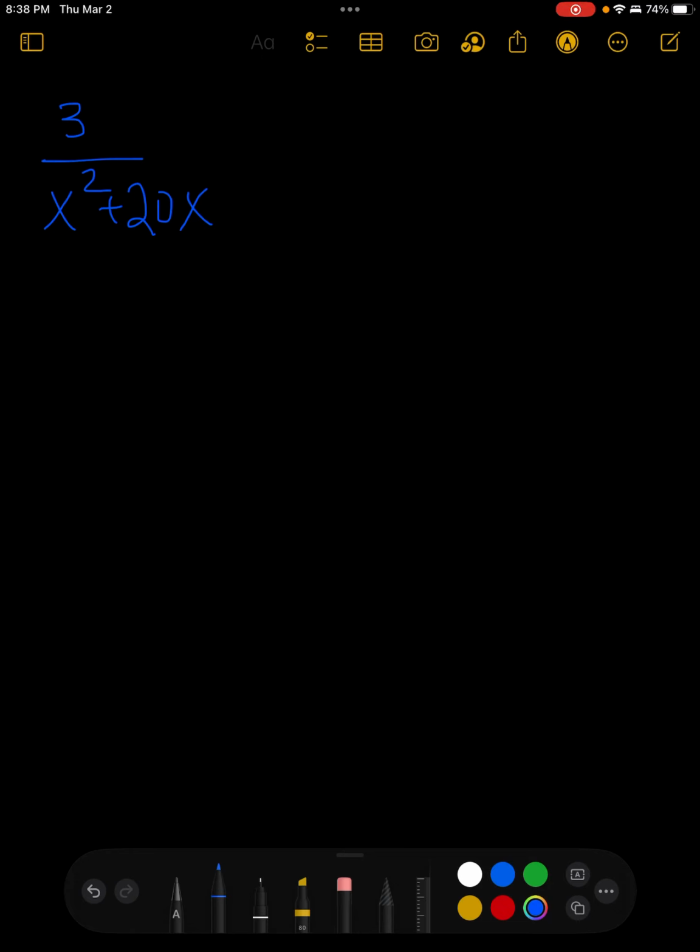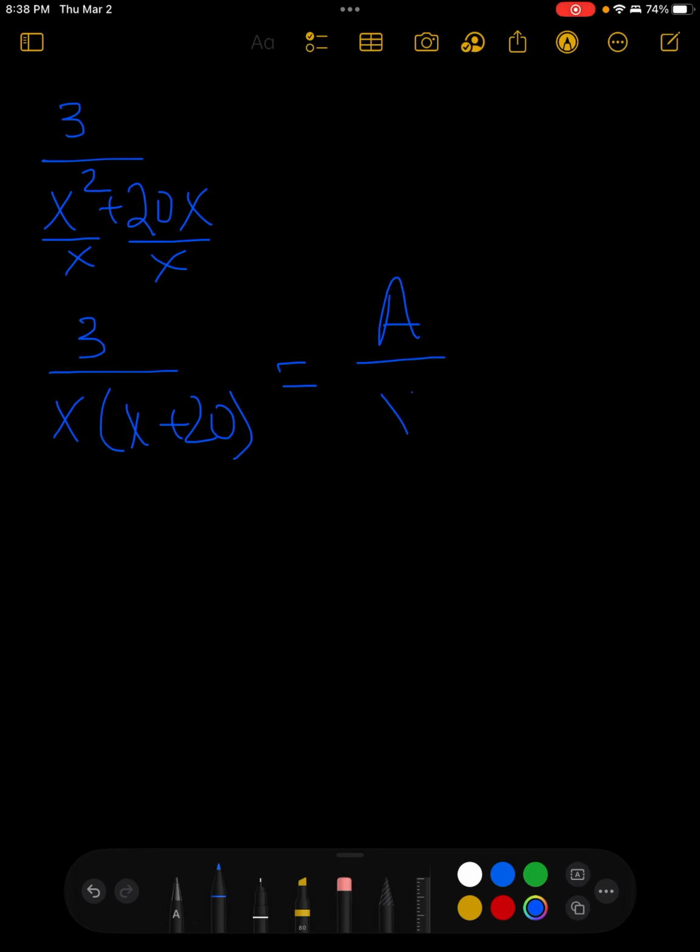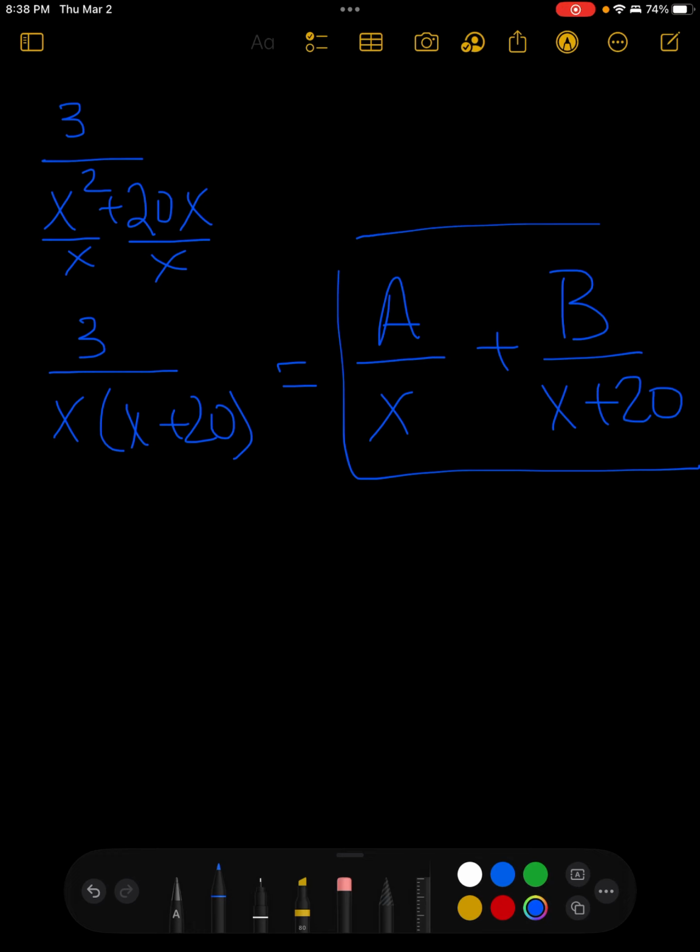You need to first, do what we always do, factor the denominators. So I see here, I can factor out an x. That denominator turns into 3 over x parentheses x plus 20. Then I examined the denominator and I noticed that it is distinct linear, meaning they both have powers of 1 and they're different. So if that's the case, you set up capital A over the first one plus capital B over the second one. And that's all you had to do. That was your answer for number 139.